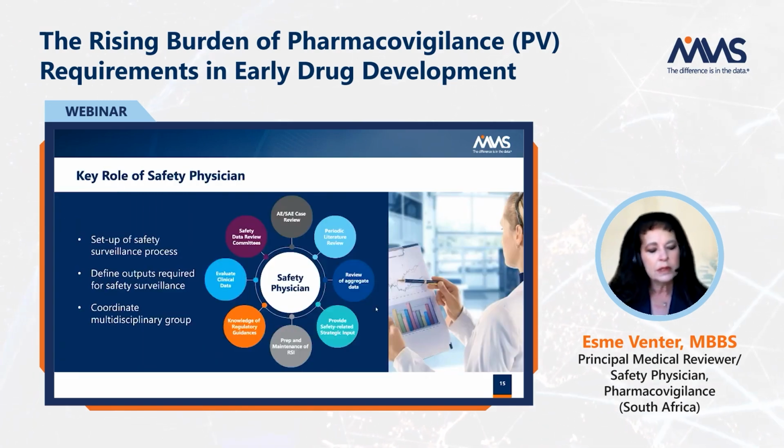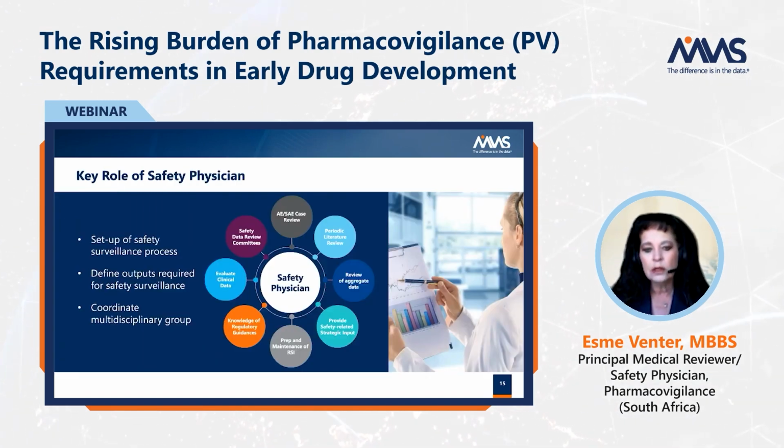The key role of the safety physician in safety surveillance starts with the setup of the process. This includes drafting of the safety surveillance plan, defining the signal detection strategy, and defining the tools that are going to be used during the process. Secondly, defining the outputs required to be processed, to be programmed for safety surveillance.